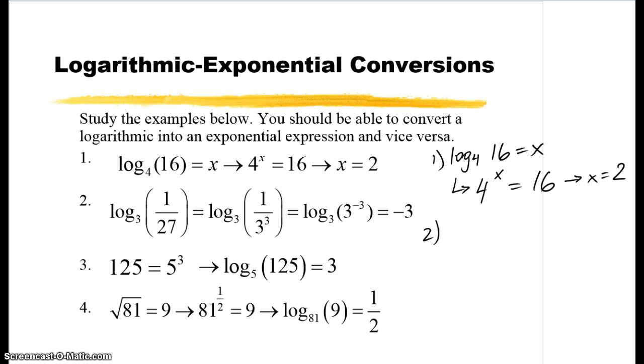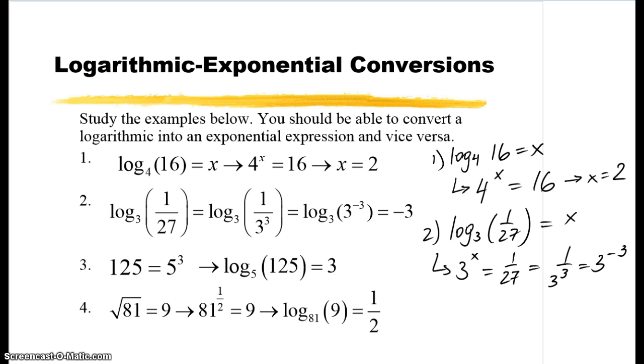Okay? Look at number 2. If I told you log base 3 of 1/27, and I asked you to find that, what am I really asking you to find? I'm asking you to find 3 to what power will give me 1/27. Let's call the power x again. Well, remember that 1/27 is really the same as 1 over 3 cubed, and that is the same as 3 to the negative third power. So we have 3 to the power of x equals 3 to the negative third power. x better be negative 3. Okay? That's how we find the power there.